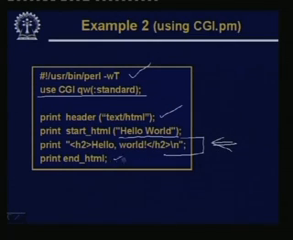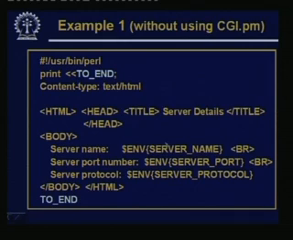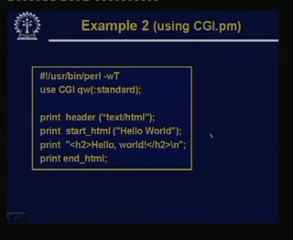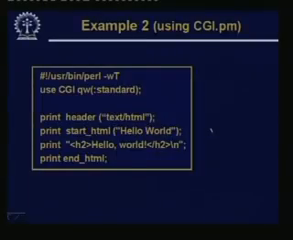And finally, you print the closing lines, the end body and HTML, these lines. So, you see that writing a simple CGI script is very simple if you are using CGI.pm, because you do not have to write lines as in the previous example, HTML, head, title, head, body. These are routine things. These routine things are eliminated here. You can use some standard function calls, and the standard function calls will automatically generate these routine things for you. Okay. Fine.